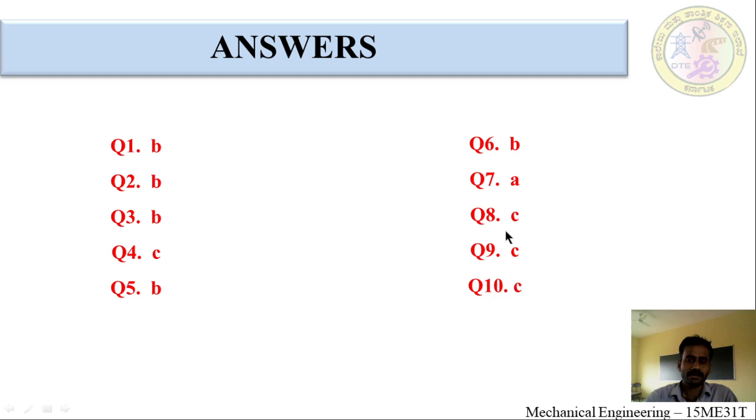These are the answers for the multiple choice questions. Question number 1, option B is the right answer. Question number 2, option B. Question number 3 is also option B. Question number 4, option C is the right answer. Question number 5, option B. Question number 6, option B. Question number 7, option A. Question number 8, option C. Question number 9, option C. Question number 10 is option C.